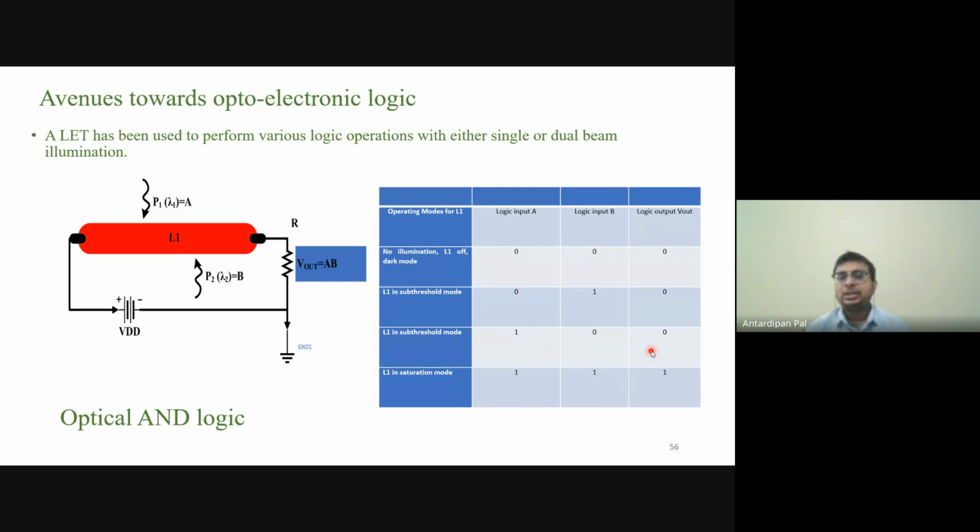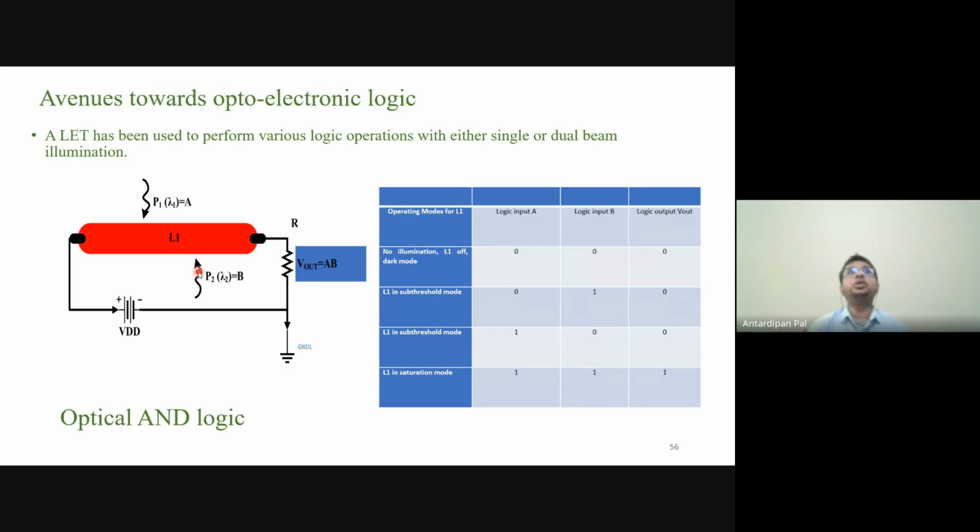How did we do it? I have the details here, but I cannot explain. I have only probably 8 minutes. So actually the LET, which we discussed, can be made to operate in various regions: the subthreshold, the saturation, depending on how much optical power or what optical wavelength we are using.